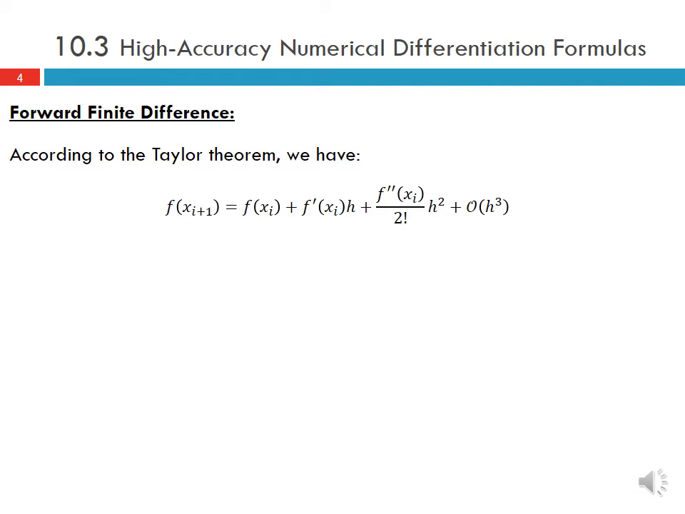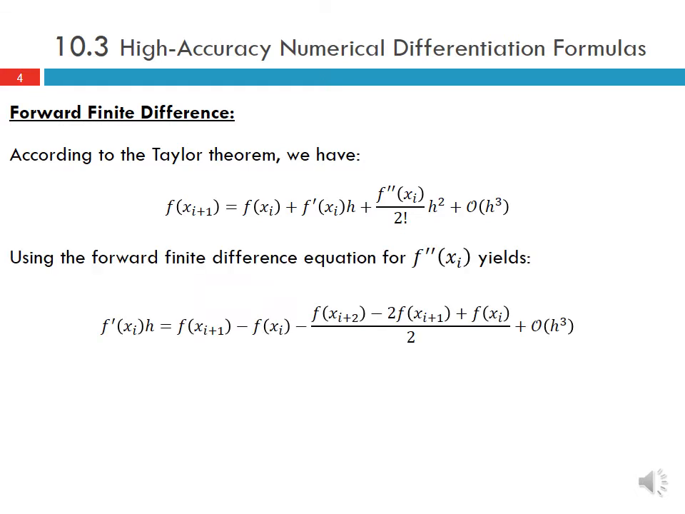According to the Taylor theorem, the function at xi plus 1 is equal to f at xi plus f prime at xi times h plus f double prime xi over 2 factorial h squared plus an error term of order h cubed. Now, if we plug in the forward finite difference equation for f double prime at xi, then we can write this out all in terms of the function values, and then we can rearrange for f prime at xi. You can see the expression here, and then we can divide through by h.